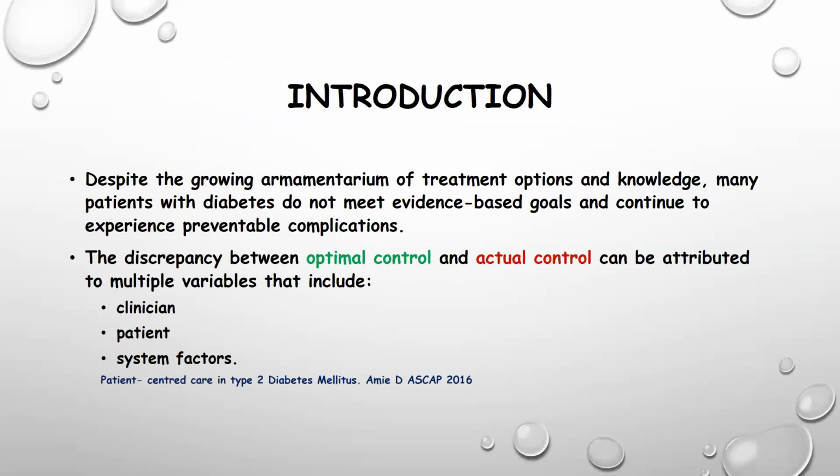Just a bit of introduction: there's been a big growth in the last 3 decades of different treatment options, different ways of checking your blood sugar, and a lot of knowledge has increased. But still, many patients with diabetes are not meeting evidence-based goals, and they still continue to experience a lot of complications, with most of them being preventable if their care was better. Now, we have a big discrepancy between optimal control and actual control that can be attributed to many variables.